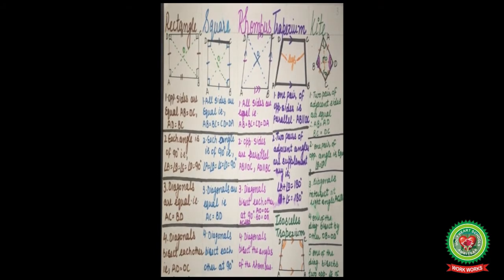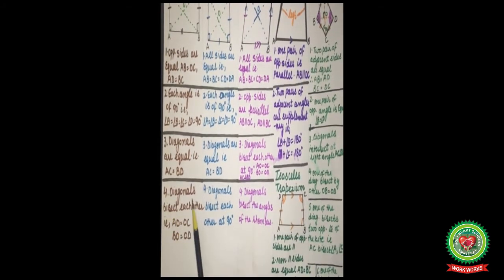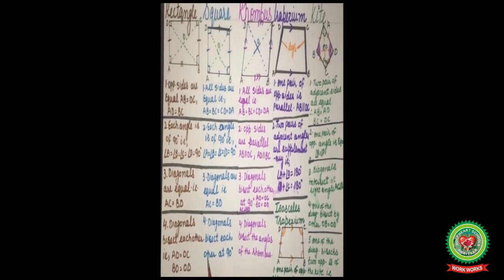90 degrees. And in a rectangle, diagonals are equal. That is, AC will be equal to BD. And the diagonals will also bisect each other. That is, AO will be equal to OC and BO will be equal to OD.